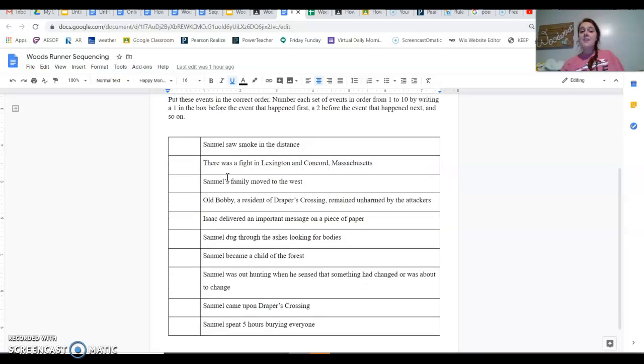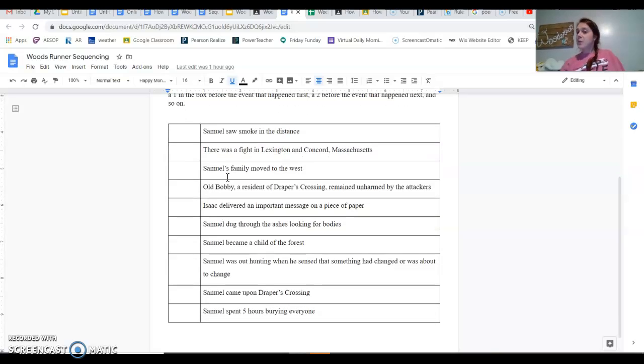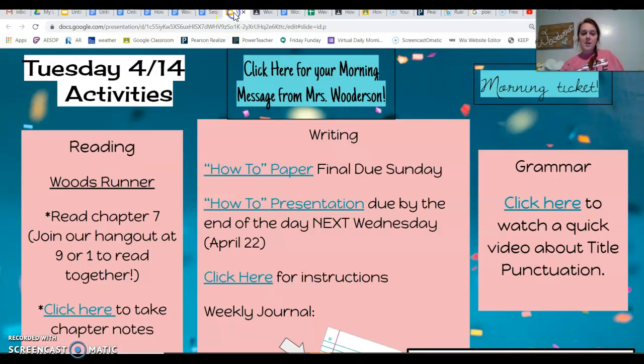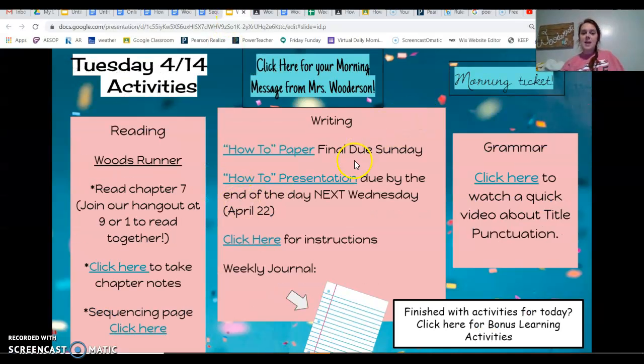I have given you 10 events from our story. You need to put them in order. So you're going to put a 1 in front of the thing that happened first, a 2 before the thing that happened next, and so on. So you'll have 1 through 10 in each one of these boxes over here. So that is your sequencing activity today.